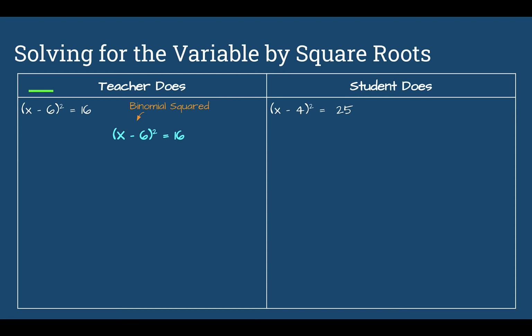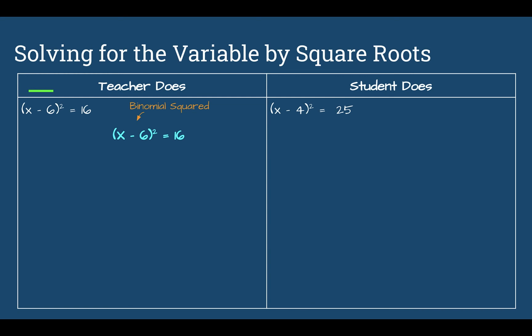Even if there was something added at the end, like if it was x minus 6 squared plus 4, we could still use this method. We just would have to get that binomial square by itself, kind of like if it was x squared, we would get that binomial square by itself. Okay, so we're going to solve for that binomial as if we were solving for x.